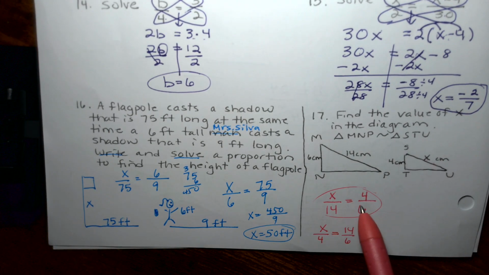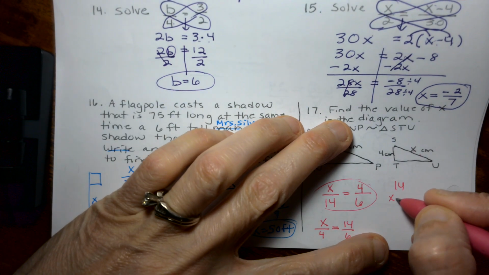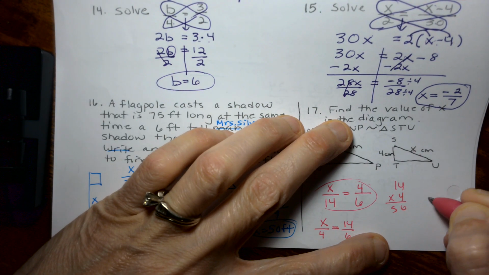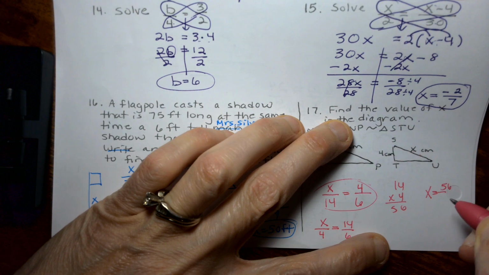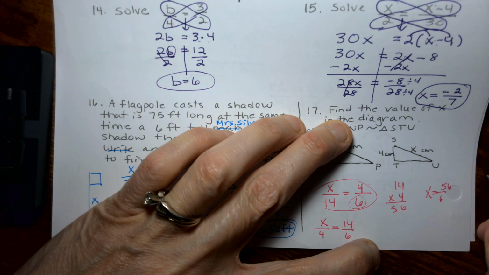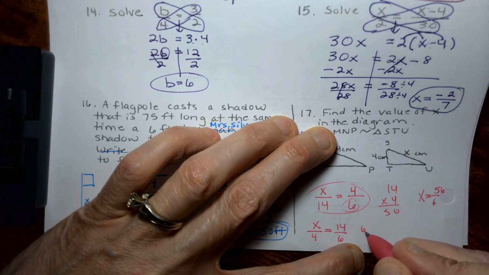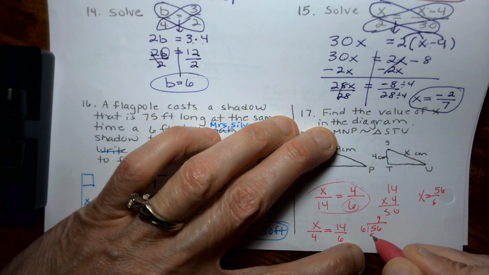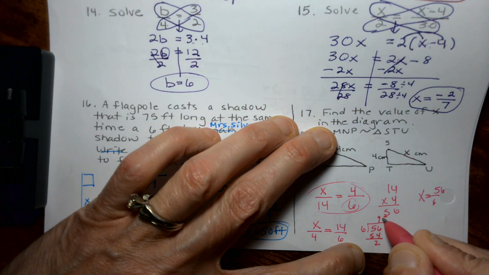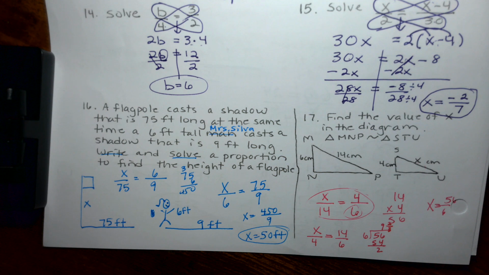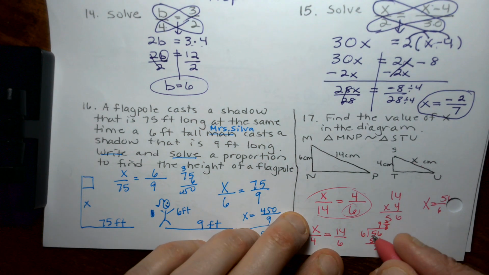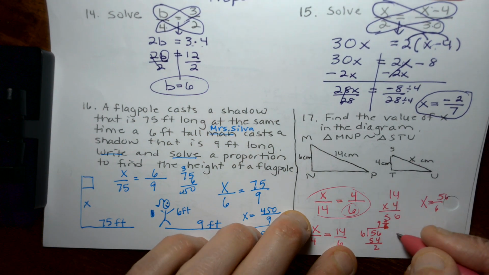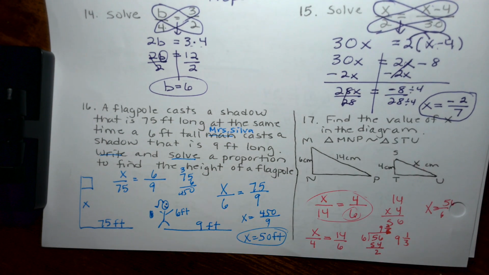So you're going to cross multiply and divide. So you do the 14 times 4, 56. So x is 56 divided by the 6. Okay, so then let's divide that. 6 into 56 is 9, 54, and you get 2 over 3, 9 2/3. Why did I say 2/3? That doesn't make sense. There's a 6 here. 2/6, which reduces to 9 1/3.